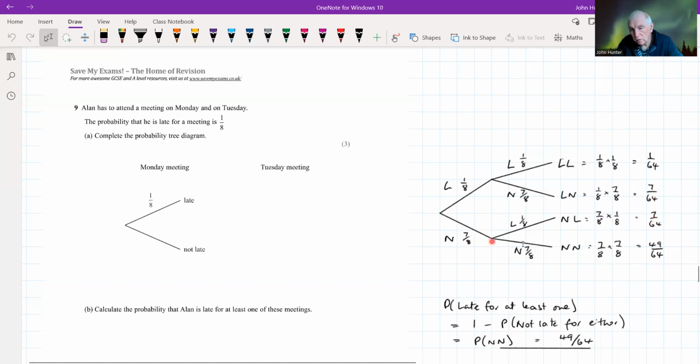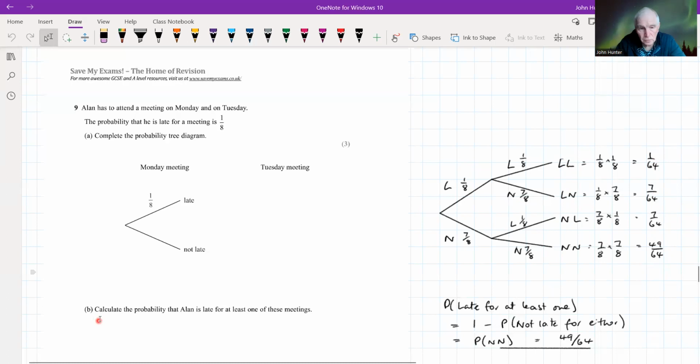And then the probability that he is not late at either meeting is, thankfully, the greatest probability of them all. NN is 7/8 times 7/8, that's 49/64ths. So we multiply across with the probability trees, and we add down. These are mutually exclusive events. We have one of these, but we can't have both. We've got to have just one of them. So we can add those down, and that will add up to 64/64ths, or 1.